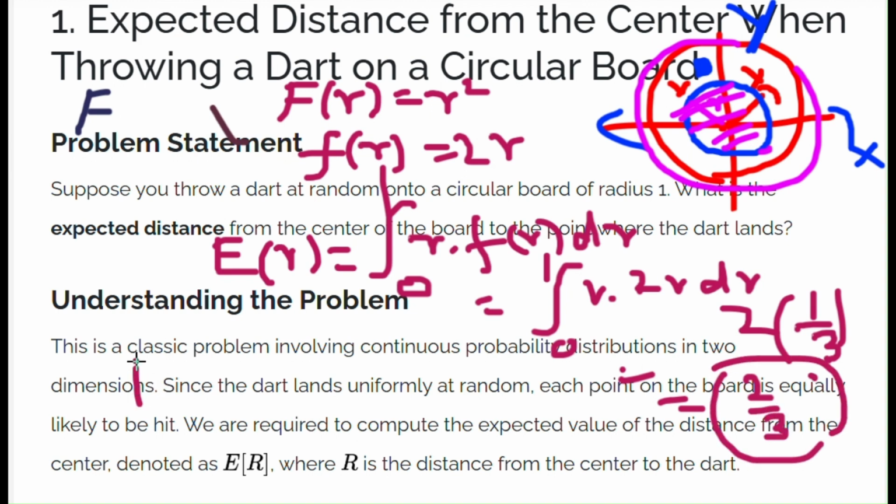And the constant 2 from outside, times this 1 by 3, would give us 2 by 3, which is the answer. This means the expected value of r, which is the distance from the center where the dart lands, is equal to 2 by 3. So this is the answer to the question.